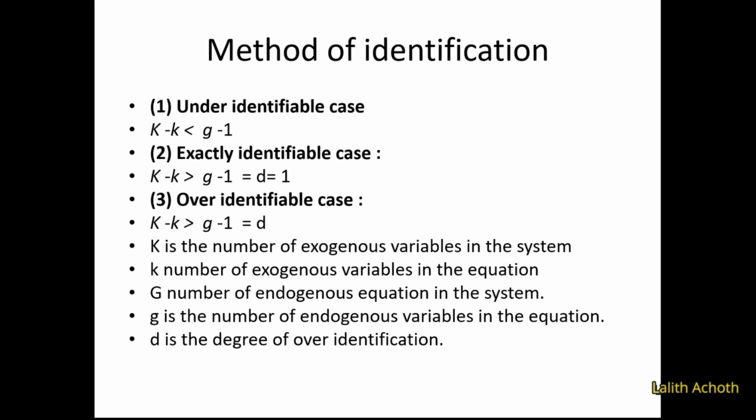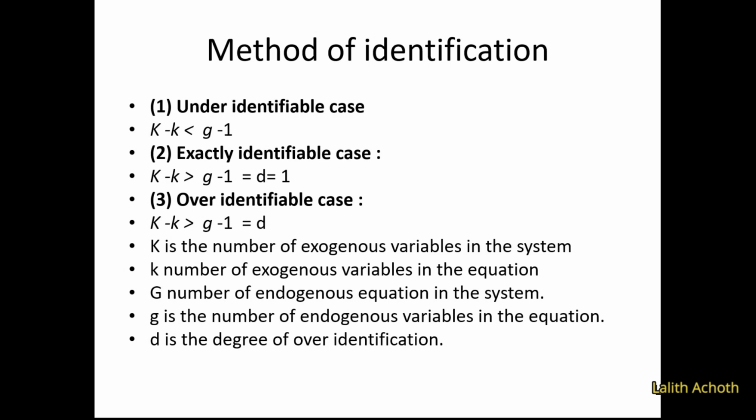So in this illustration, capital refers to the system, small case refers to the equation. If I give you a big G, then you talk about the total endogenous variables in the system. In that case, it was 5. So carefully look. When K minus small k is less than G minus 1, it is under-identified. If K minus small k is equal to G minus 1, you say it is just identified. In other words, it is exactly identified. If capital K minus small k is greater than G minus 1, it is called over-identified.